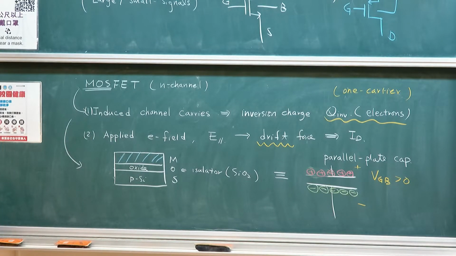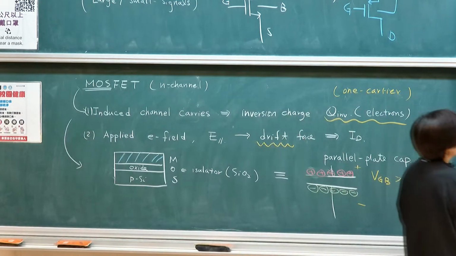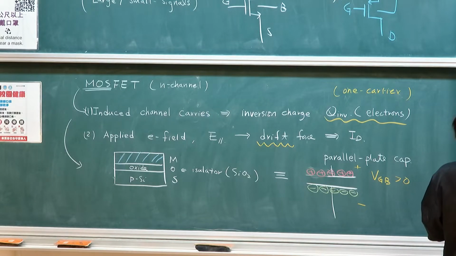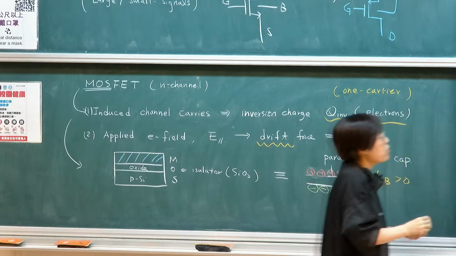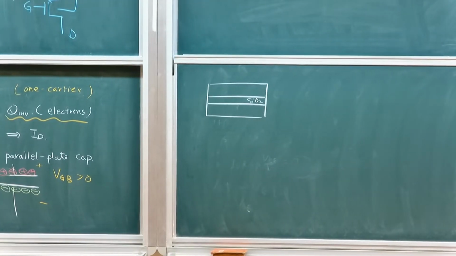The structure is slightly more complicated because there are different types of charges. So what we're going to do is make an analogy to a MOSFET structure, which is commonly used in CMOS technology.